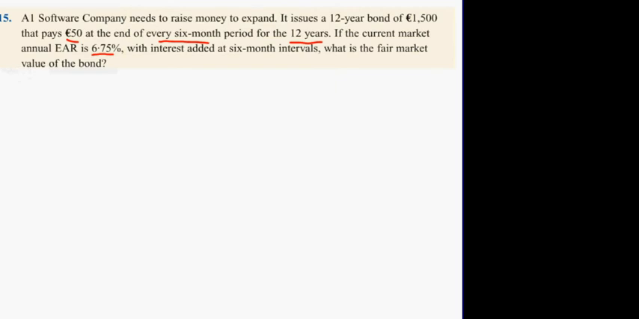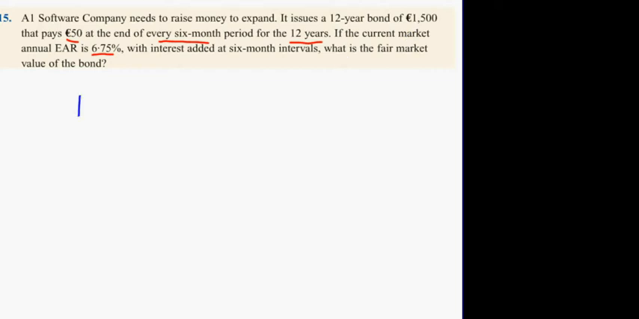Okay, so this is question 15. A software company needs to raise money to expand. It issues a 12-year bond of €1,500. That means you're going to get €1,500 in 12 years' time. That pays €50 at the end of every 6-month period for 12 years. If the current market annual EAR is 6.75% with interest added at 6-month intervals, what is the fair market value of the bonds?